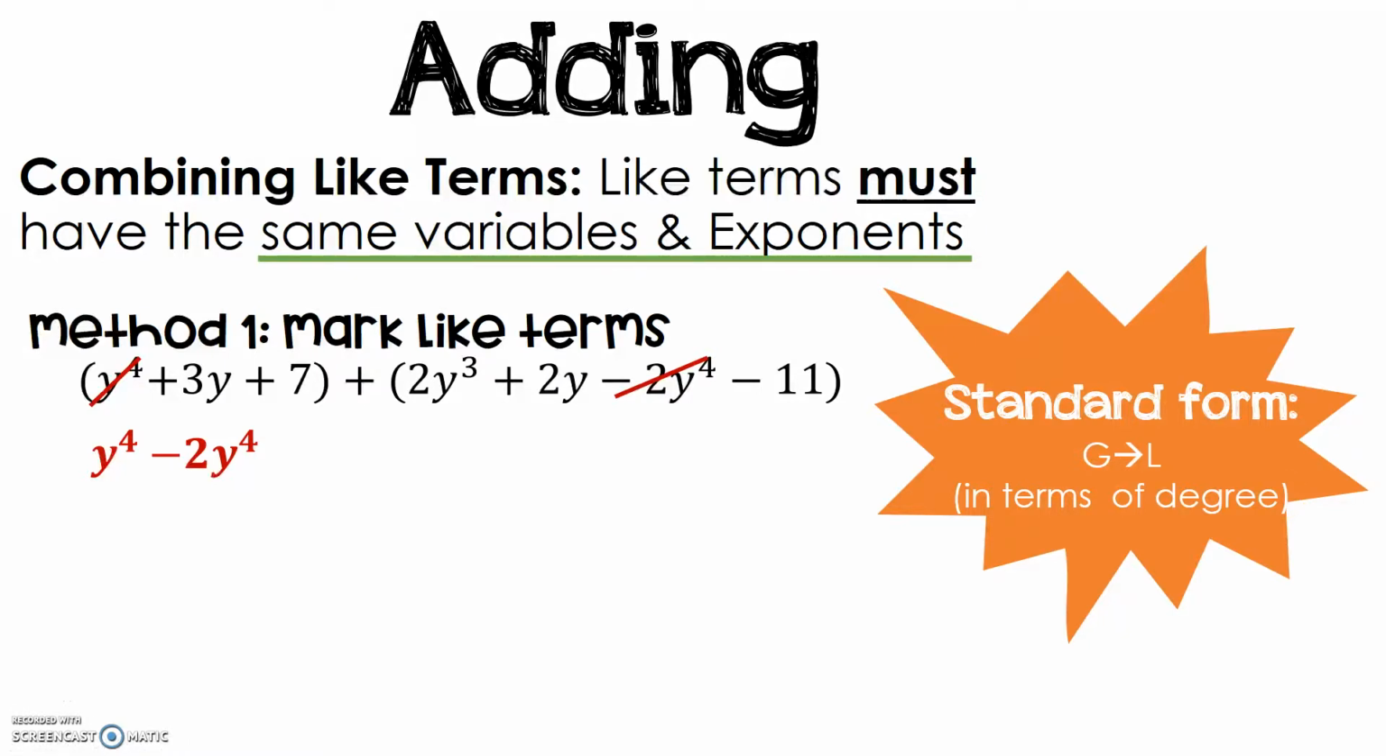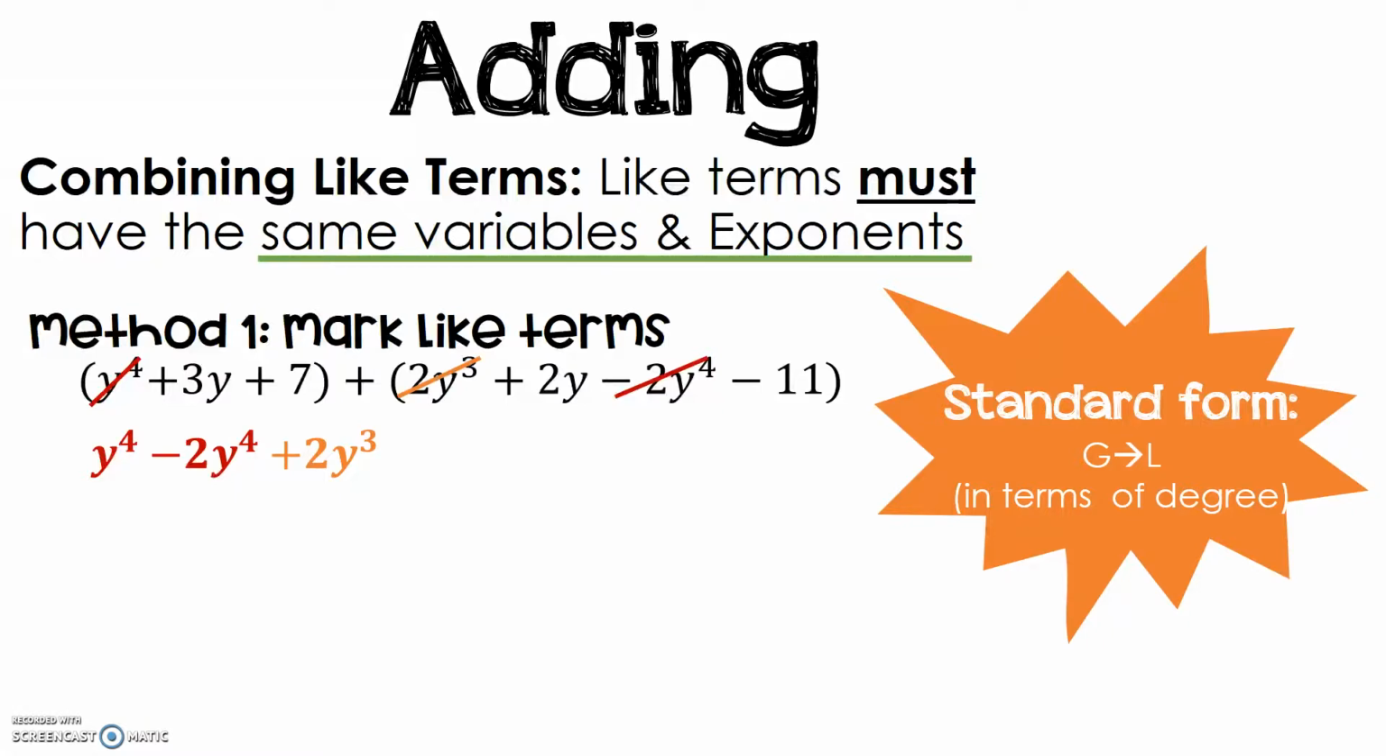I see 2y to the third, or 2y cubed, write it in my next color. I don't see any more matching, so I move forward. There is nothing with an exponent of 2 here, but if we did, that's what we would put next. Since we don't, we move to the next degree, which would be the exponent of 1.